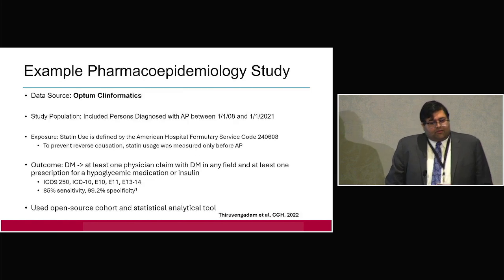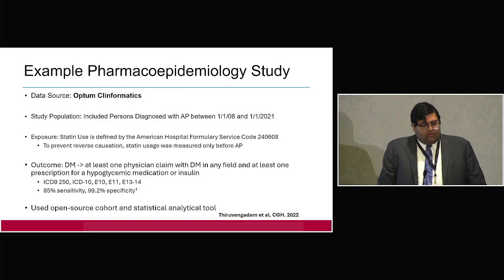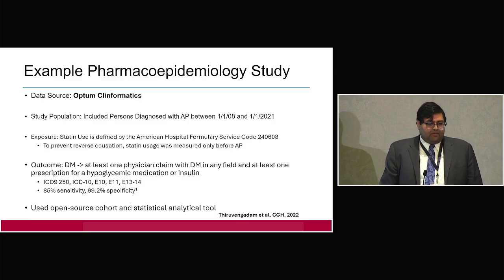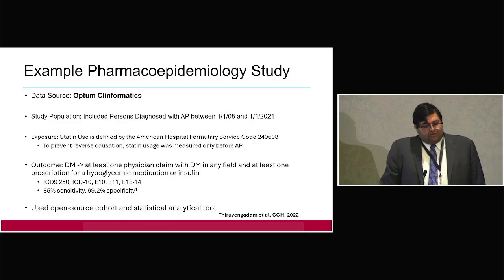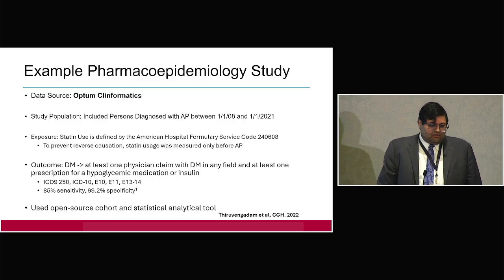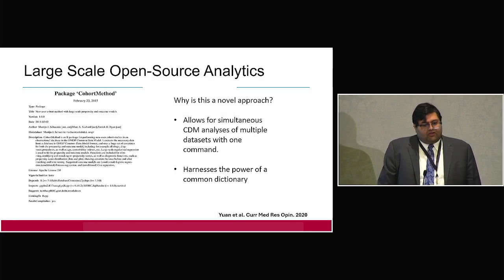Then getting into a pharmacoepidemiology study, this is a study that we conducted using Optum Informatics. The question here is we were trying to understand the relationship between regular statin usage in patients with acute pancreatitis and the outcome of interest being post-pancreatitis diabetes, defined by a combination of pharmacy and ICD codes. The nice thing here is we were able to use an open source cohort and statistical analytical tool that I'll introduce to you called Cohort Method.